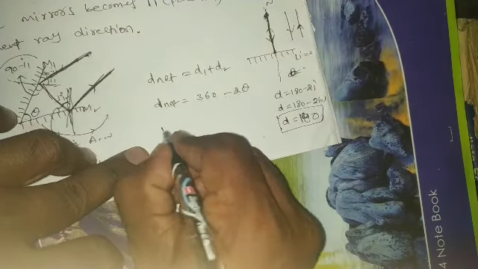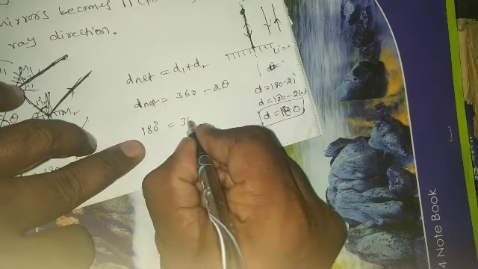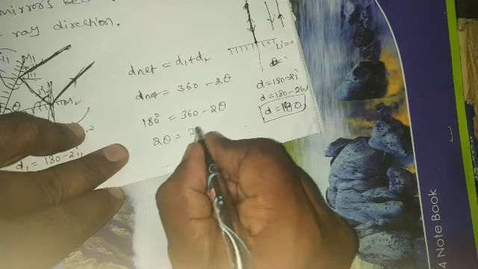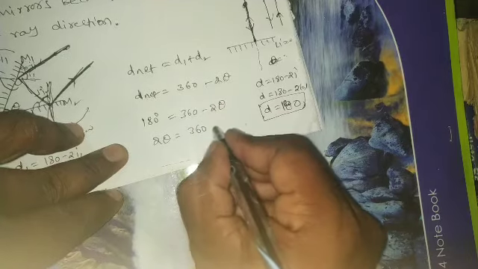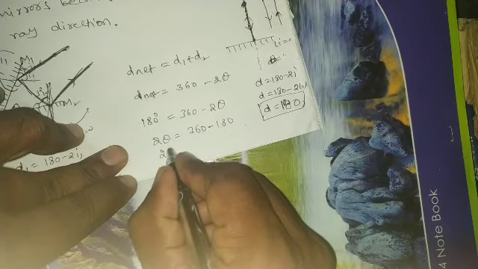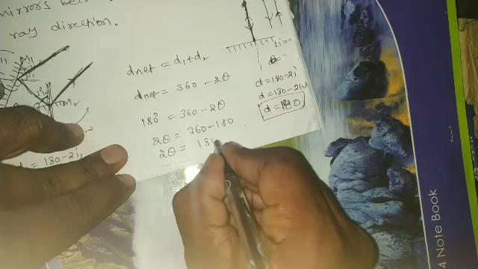So the incident ray and reflected ray are parallel to each other. What is the net deviation? 180 degrees. So now we can take net deviation as 180 degrees because the incident ray and reflected ray are parallel to each other. That's why we can take net deviation 180 degrees is equal to 360 minus 2 theta. Transferring 2 theta to this side, 2 theta is equal to 360 minus 180. So 2 theta is equal to 180 degrees.